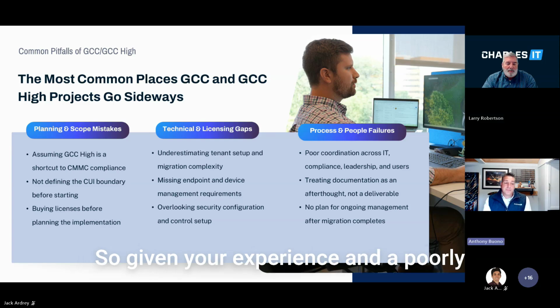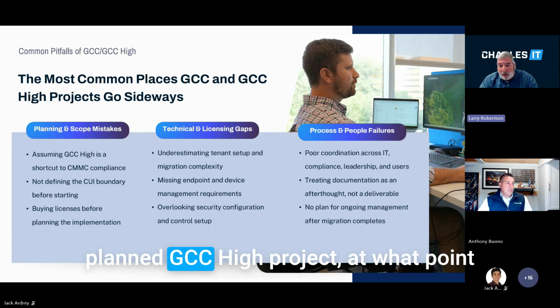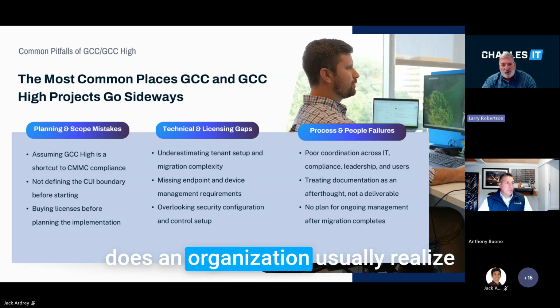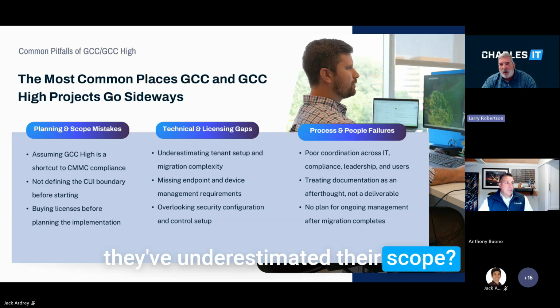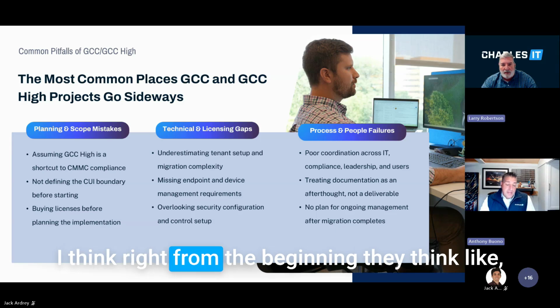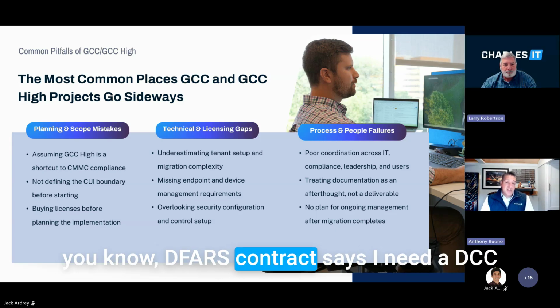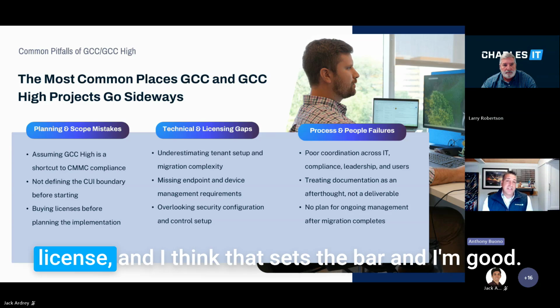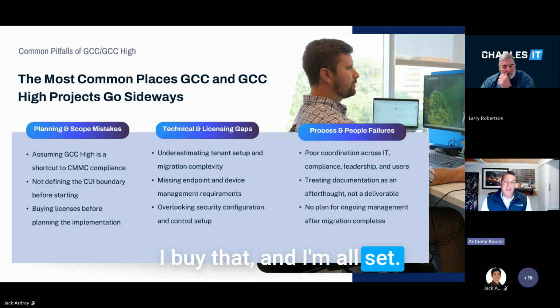So given your experience with a poorly planned GCC High project, at what point does an organization usually realize they've underestimated their scope? Yeah, I think it's right in the beginning. I think right from the beginning, they think, the DFARS contract says I need a GCC license and I think that sets the bar and I'm good. I buy that and I'm all set.